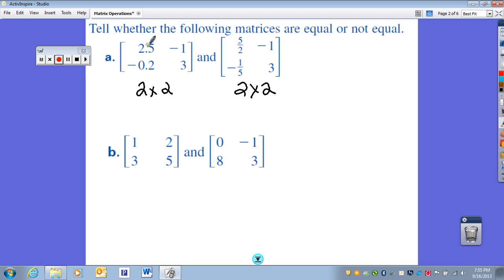In the upper left-hand corner, the first entry is 2.5. In this matrix, the entry is 5 over 2, which is also 2.5. Those are equal. In the upper right-hand corner, we have -1 and -1. In the lower left-hand corner, we have -0.2 and -1/5, which when converted to a decimal is -0.2. In the lower right-hand corner, we have 3 and 3. So the entries are the same, as well as the size. So yes, these are equal.